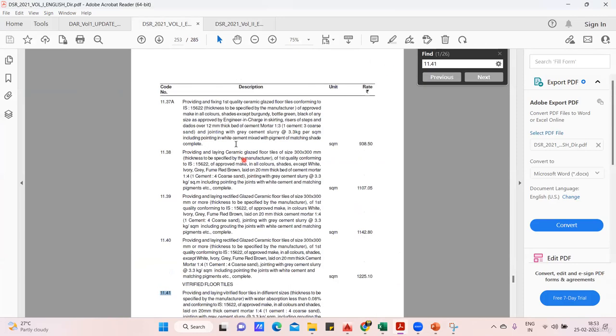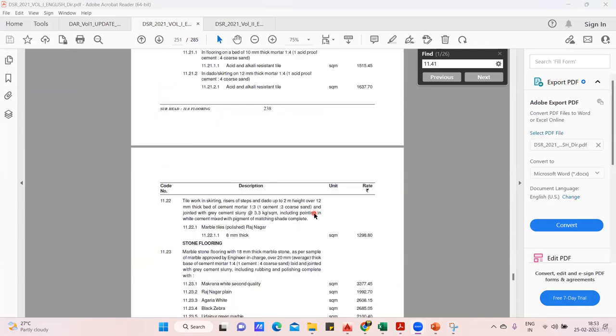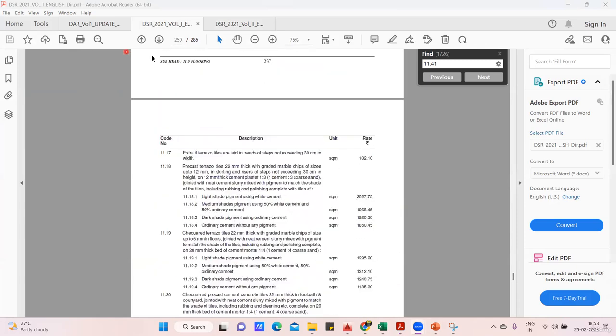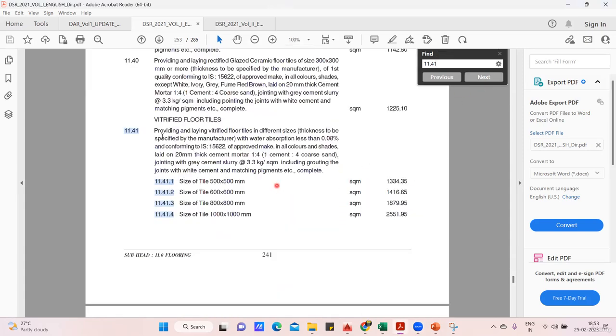Okay, maybe here you will get it. 11.41. Yeah. So you have to go to volume 1 now. Okay, so look in volume 1. In volume 1, you'll get your flooring works. So I want 11.41. So let me check. Yeah, this is my 11.41.